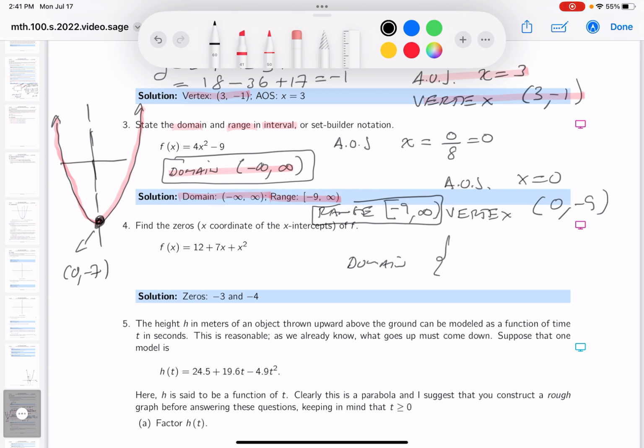and then you'd use your set builder notation: x such that x is a real number. Any number is fine. Range in set builder notation, I'm going to say it's y such that y is greater than or equal to -9. And set builder goes back to the beginning of the semester, by the way. Thank you.